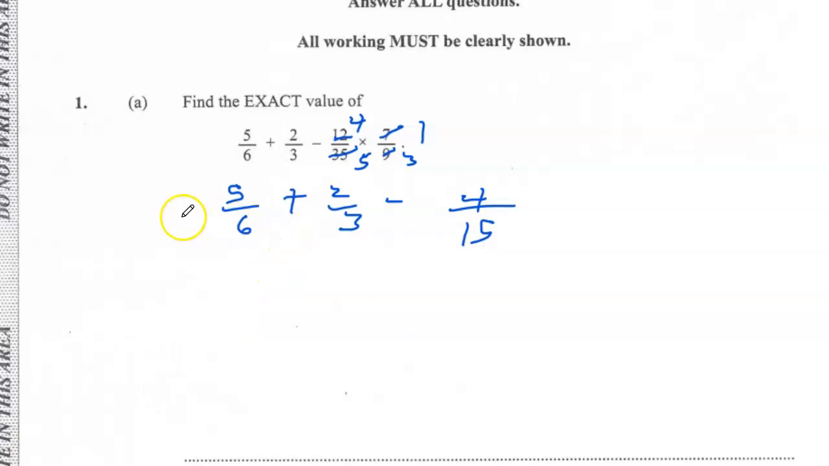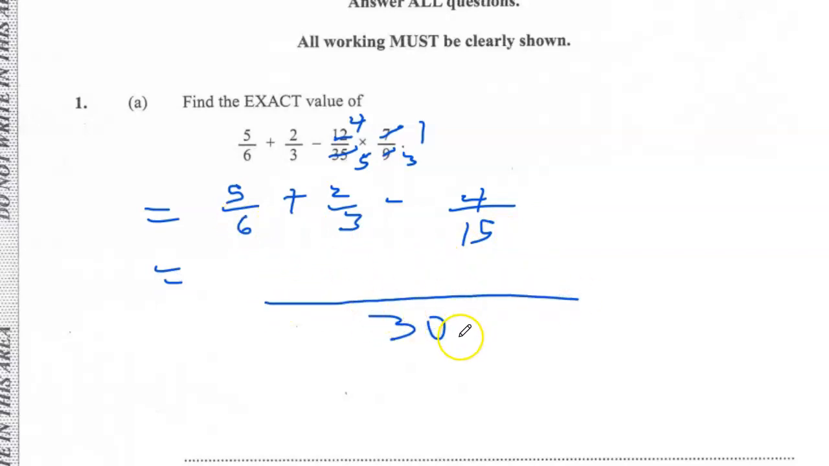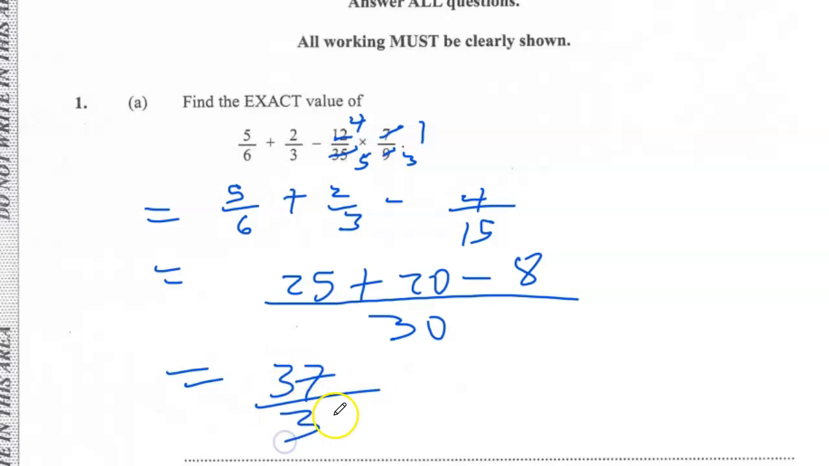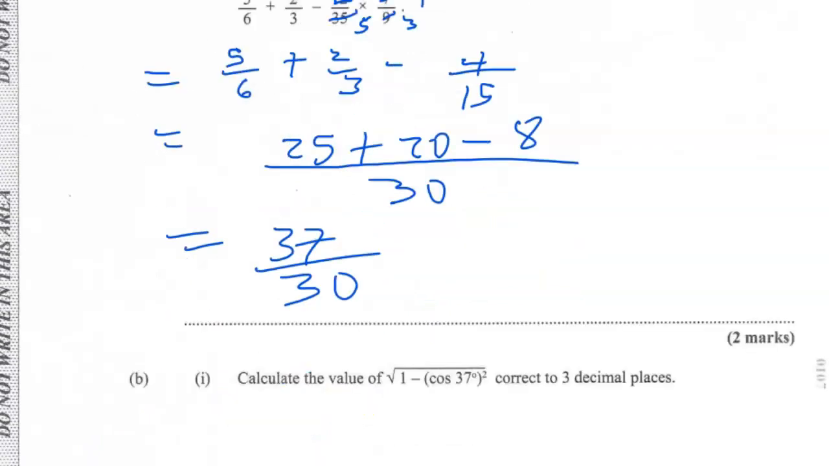So now we can put everything over the LCM. The LCM for 6, 3, and 15, I think, is 30. 6 into 30 is 5, 5 times 5 is 25. 3 into 30 is 10, 10 twos are 20. 15 into 30 is 2, 2 times 4 is 8. So 25 plus 20 minus 8 is equal to 37. So the answer is 37 over 30. Okay, let's move on.